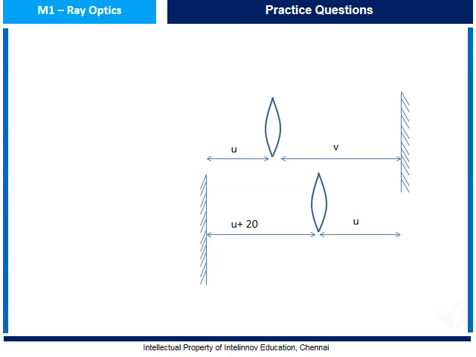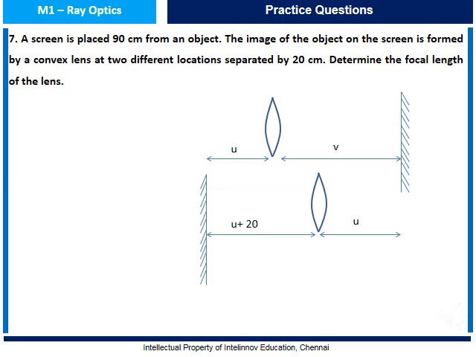Question number 7. A screen is placed 90 centimeter from an object. The image of the object on the screen is formed by a convex lens at two different locations separated by 20 centimeter. Determine the focal length of the lens. Here we need to understand that the distance between the two positions of lens is equal to 20 centimeter.